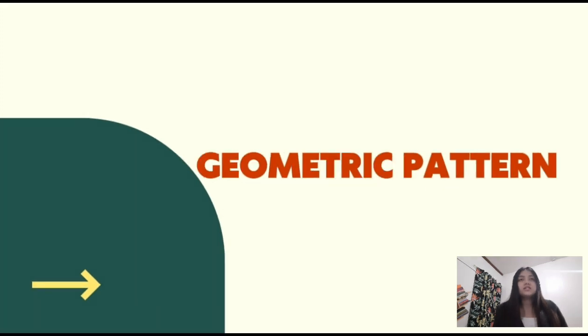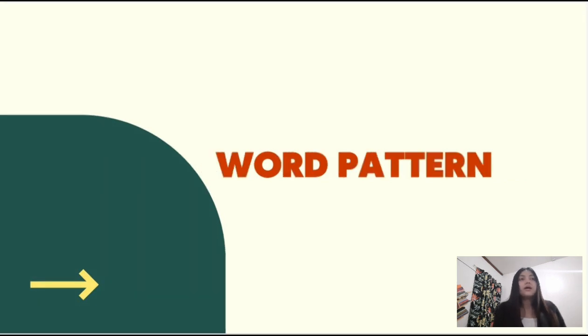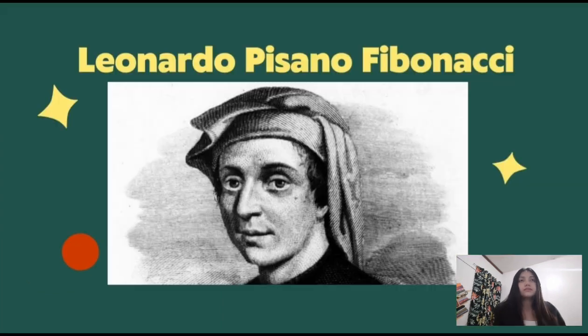The third one is geometric pattern. It is a motif or design that depicts abstract shapes like lines, polygons, and circles. Visual patterns are observed in nature and in arts. And the last one is word pattern. Pattern can also be found in language, like the morphological rules of pluralizing nouns, as well as the metric rule.